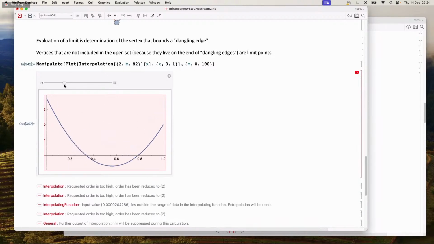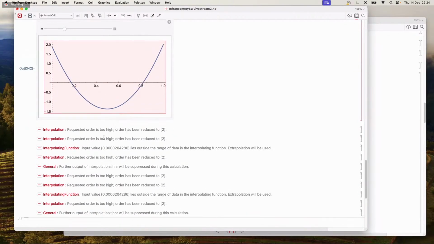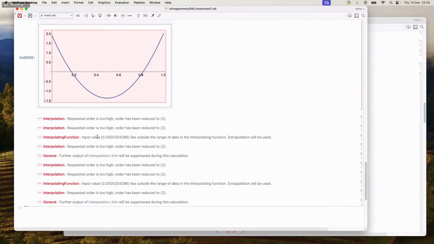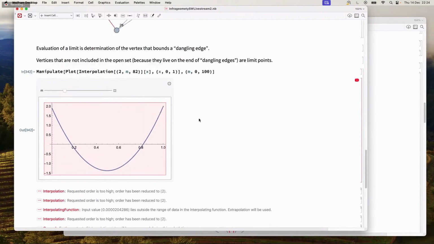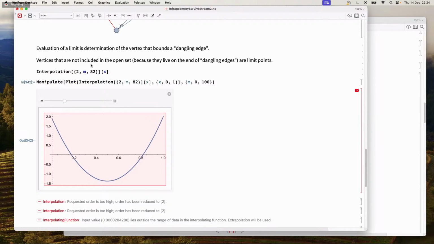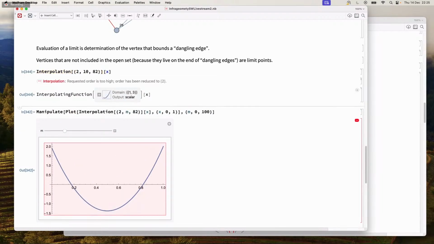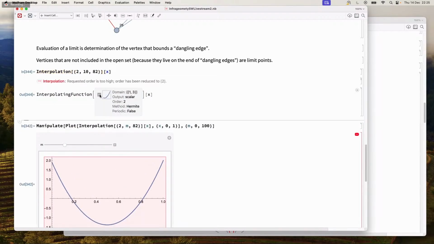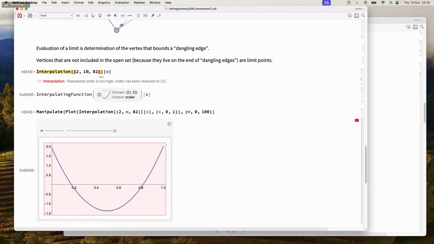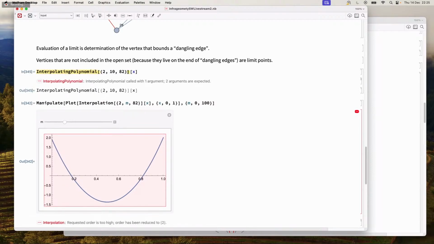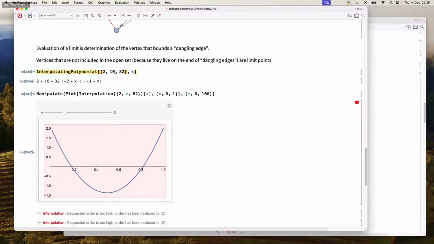I don't know why it's pink. Oh, requested order has been reduced to 2. Maybe it just can't interpolate. Hold on, let's just look at that interpolation. It was complaining about this even when we constructed the answer. So if I do 2, 10, 82, what does that mean? I think you might need interpolating polynomial. There's another function, InterpolatingPolynomial. Oh, I see. Get rid of the comma x there and get rid of the x after it. Nice. Okay, cool.